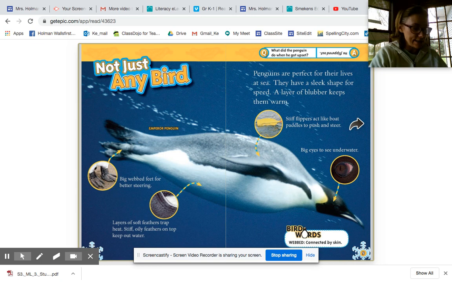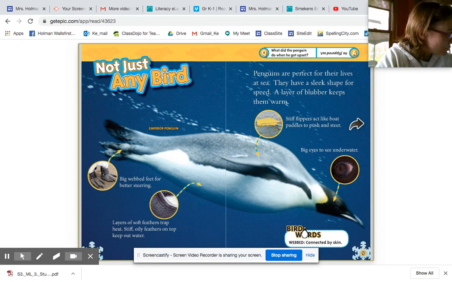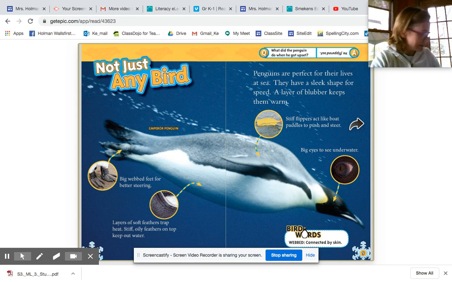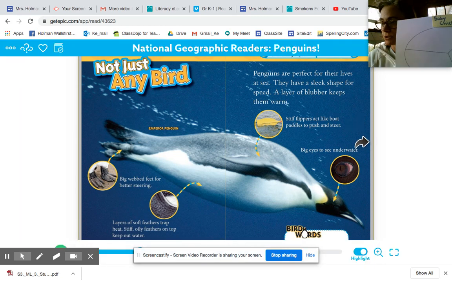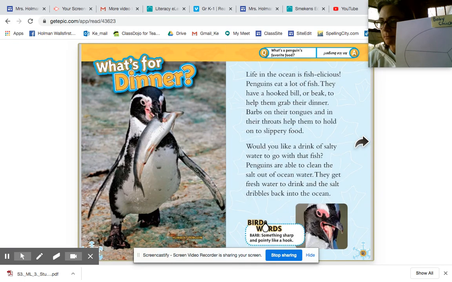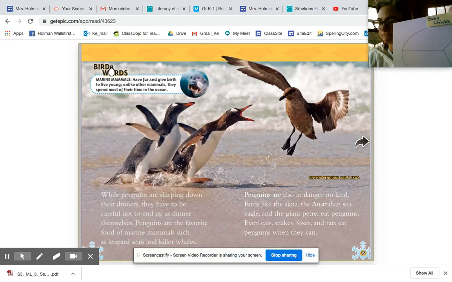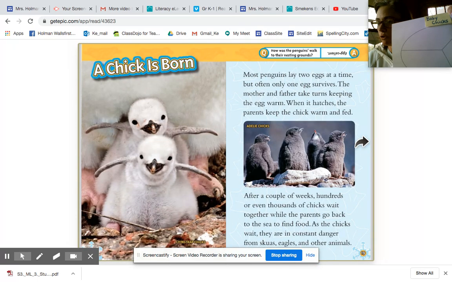All right, nice job. Now what I'm going to do is have you think, and I'll pause a little bit while we go to the baby chicks page. Okay, so again, I have this graphic organizer. I put up the baby chicks. So let's find that baby chicks. So much information in nonfiction. So this is called A Chick is Born.